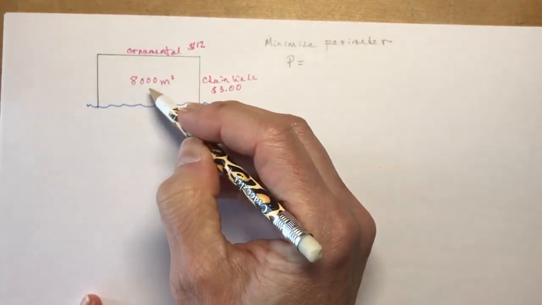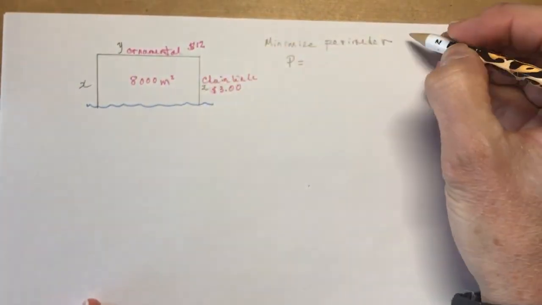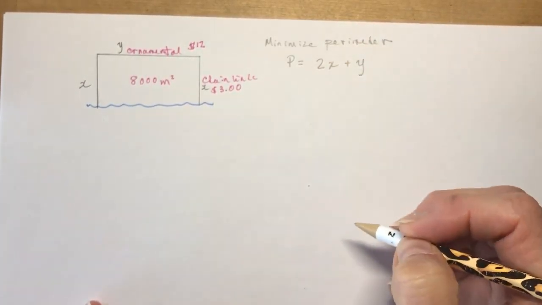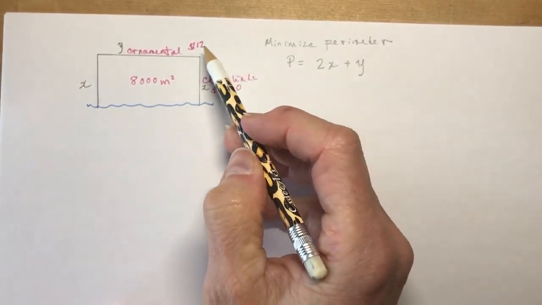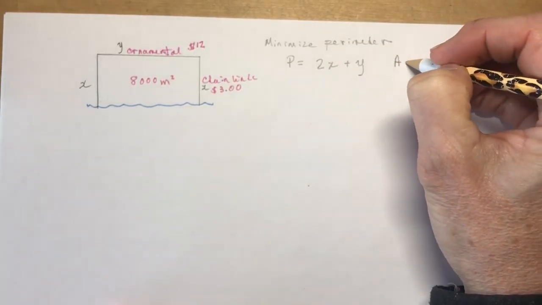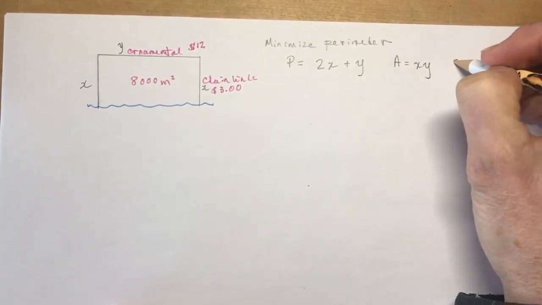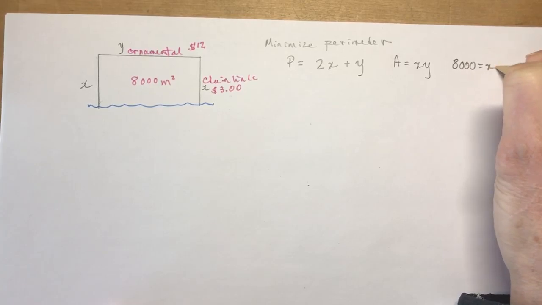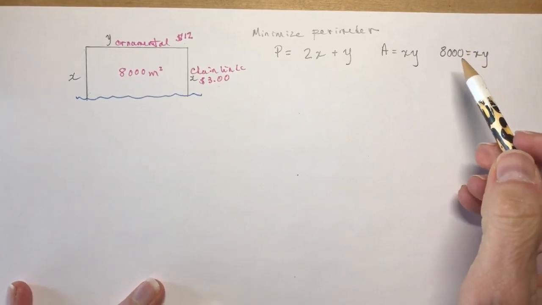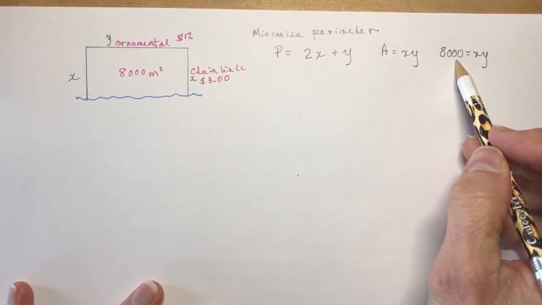You know that the area, you can figure out area. So we have x, y, and x. So the perimeter is 2x plus y. Okay, so this is just a perimeter. I haven't factored in the cost yet. But I do know that the area, which is x times y, has to be equal to 8,000. So 8,000 equals x times y. And this is what you call your equation of constraint, because I'm only making 8,000 square meters.